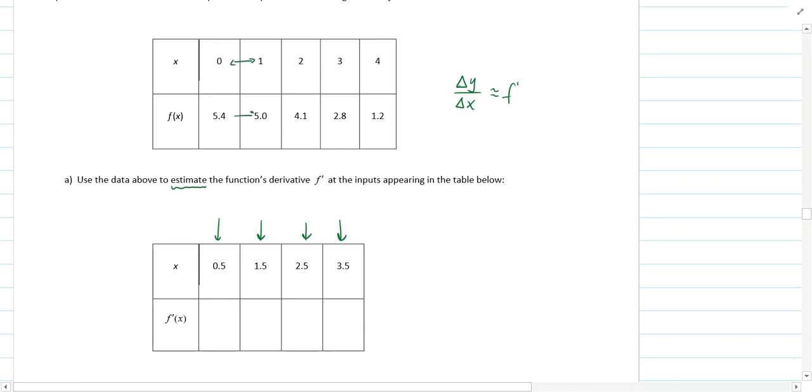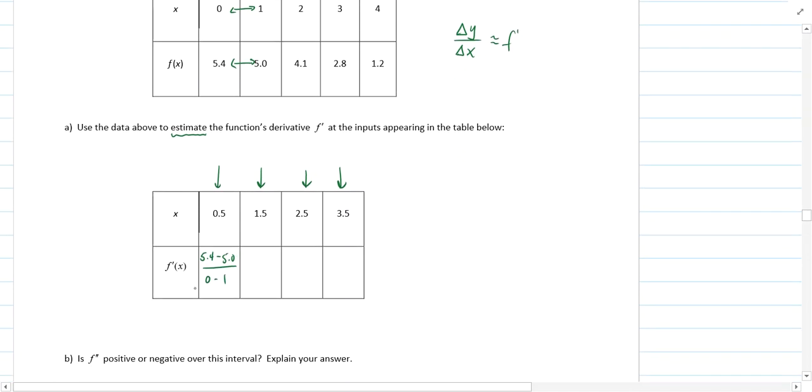So when we need to find the derivative at 0.5, well, that happens to be exactly halfway in between these two data points, and I would just easily compute 5.4 minus 5.0. That'll give me my change in y values, and then subtract in the same order 0 minus 1 to give me my change in x values, and this result comes out to be 0.4 divided by negative 1, or negative 0.4.